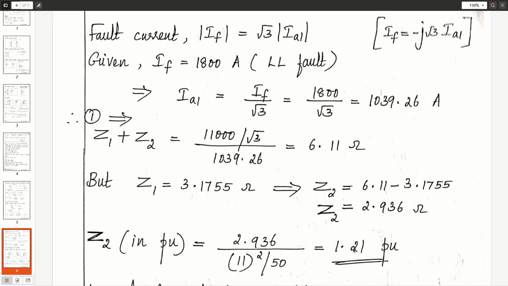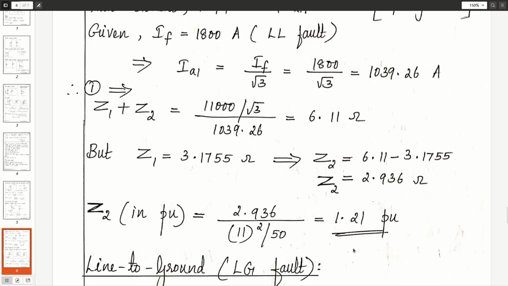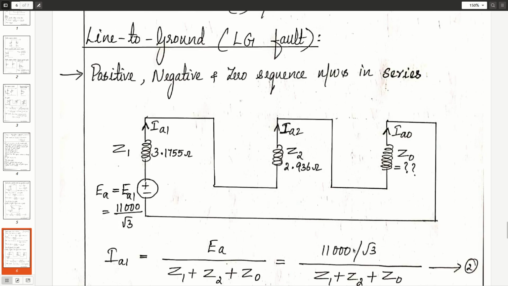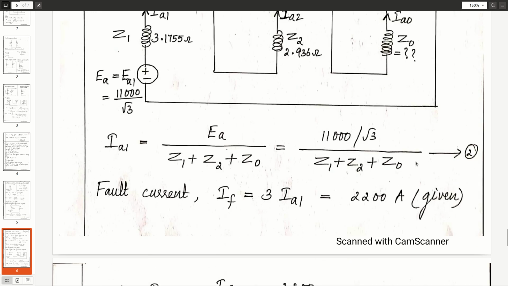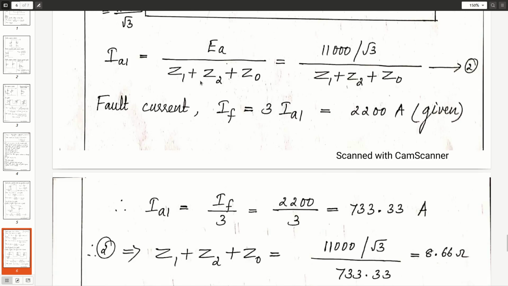So using the three-phase symmetrical fault, we have calculated Z1. Using LL fault and the value of Z1, we have calculated Z2. Now by taking the data of LG fault and Z1 and Z2, we have to calculate Z0. For LG fault, we know positive sequence network, negative sequence network and zero sequence network will be connected in series. So here EA is known, Z1 is known, Z2 is known, Z0 to be calculated. So we have IA1 is equal to EA by Z1 plus Z2 plus Z0.